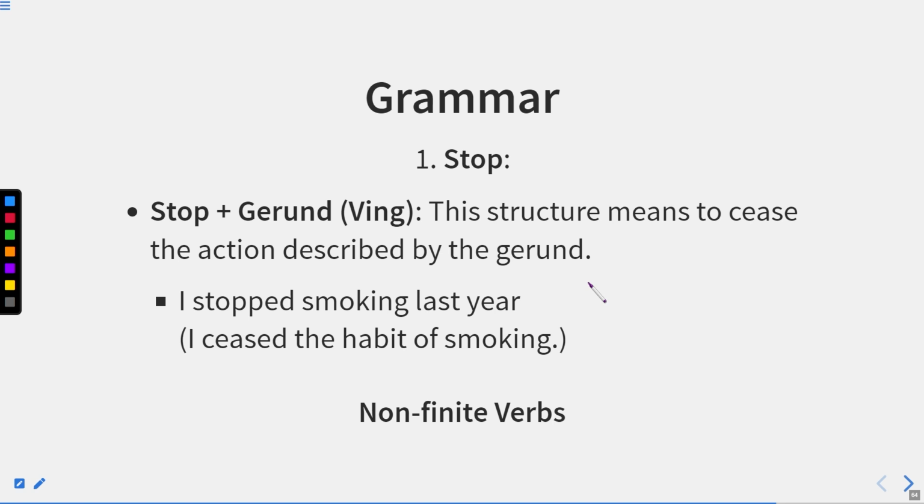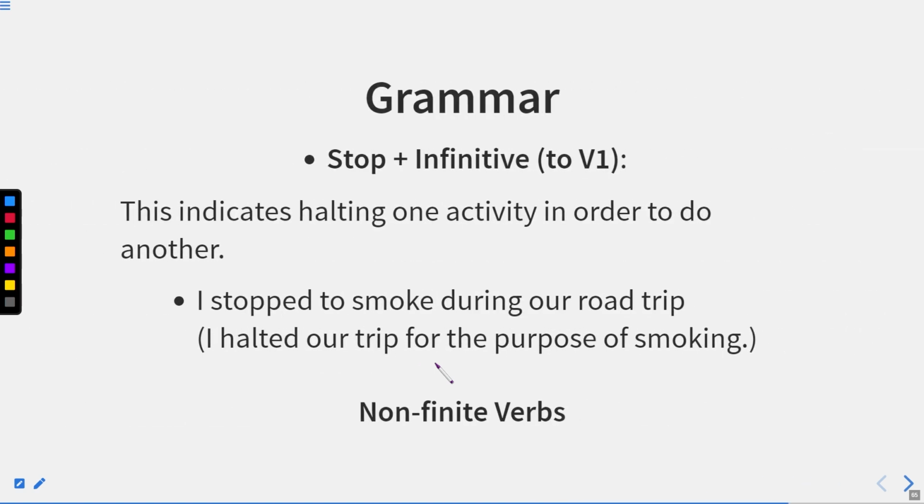Stop plus gerund. This sentence structure means to cease the action described by the gerund. For example, I stopped smoking. Now, what did I stop? Smoking. So this is the object, the habit of smoking. Stop plus infinitive indicates halting one activity in order to do another. As I told you, when we do something to do something, that is called infinitive. So I stopped for what? To smoke. So this is the purpose, so this is infinitive. I stopped to smoke during our road trip.